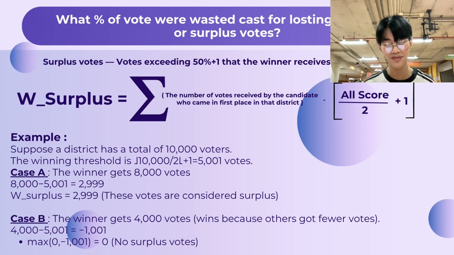So the next is the surplus vote. Votes exceeding 50% plus 1 that the winner received are not necessary. The formula is: the surplus vote equals the summation of the votes received by the candidates who came in first place in that district minus the total score multiplied by 2 and plus 1. So the example is supported.